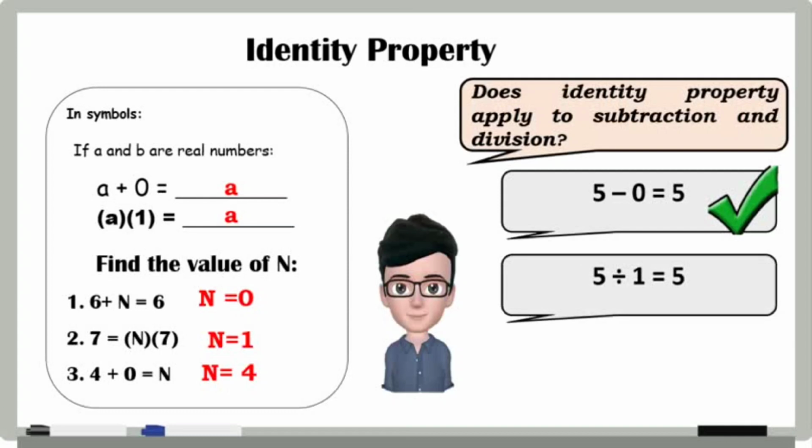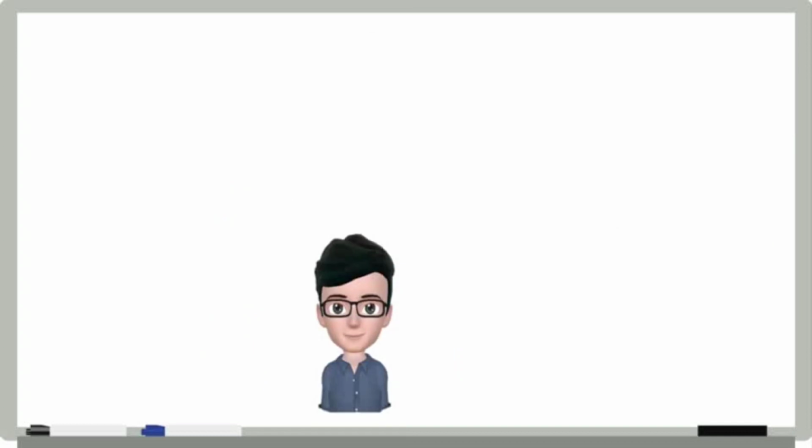What about 5 divided by 1? Is that equal to 5? Yes. Therefore, in identity property, adding or subtracting 0 will not change the number. And also, multiplying or dividing a number by 1 will not change the number itself. Let us have the application of identity property.